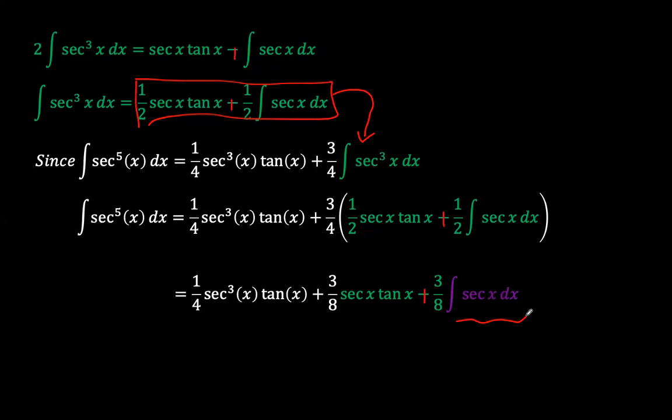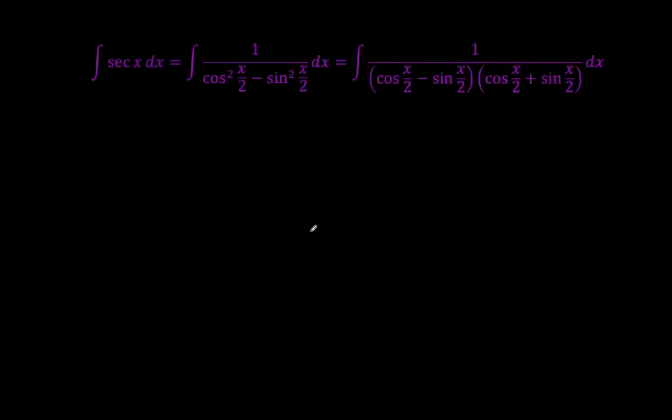For me, I really enjoy integrating sec x. So this is also going to be really, really fun. So let's see. The integral of sec x is the same as 1 over cosine x. Now, cosine x using the half angle formula is the same as cosine squared x over 2 minus sine squared x over 2. Now, the interesting thing is, since this is the difference of two squares, this is the same as cosine x over 2 minus sine x over 2 times cosine x over 2 plus sine x over 2.